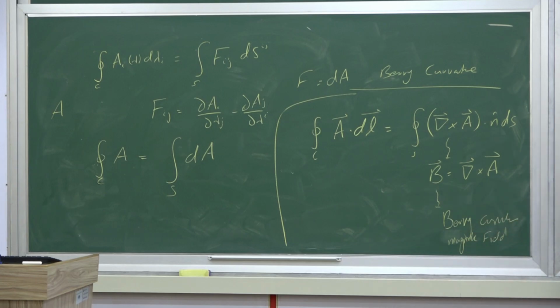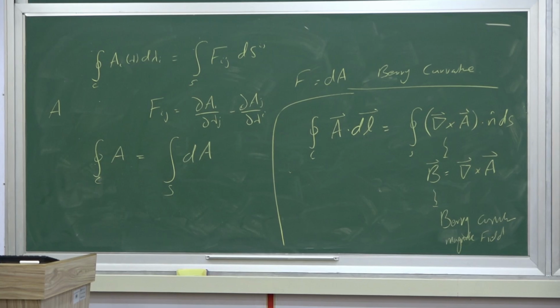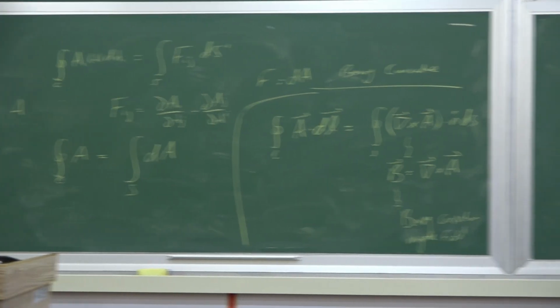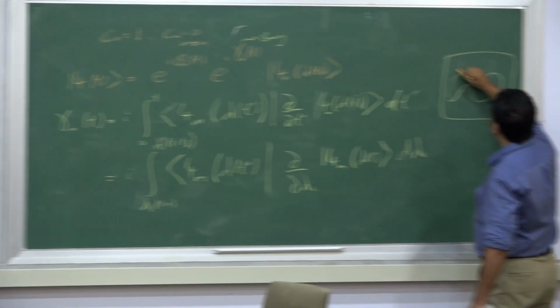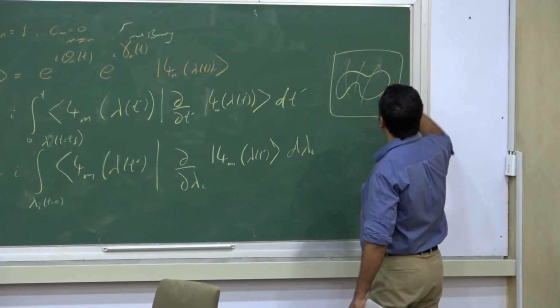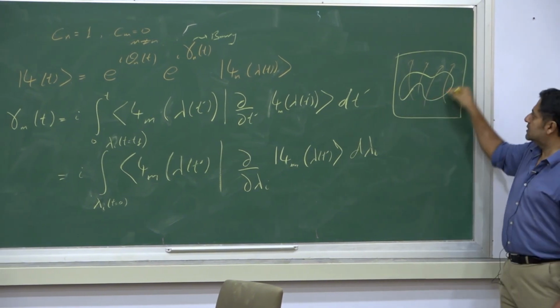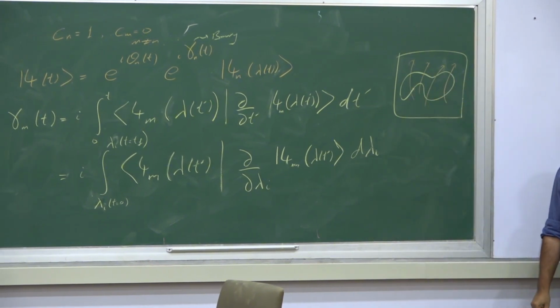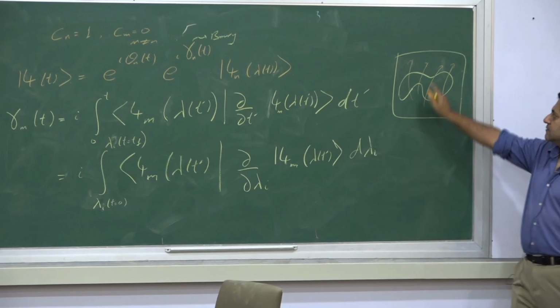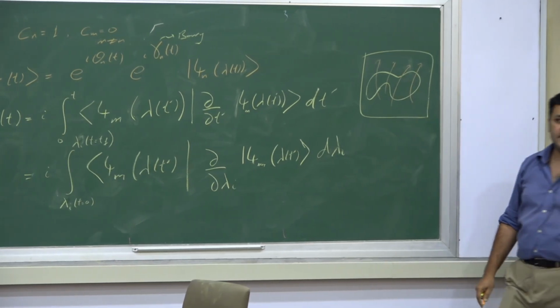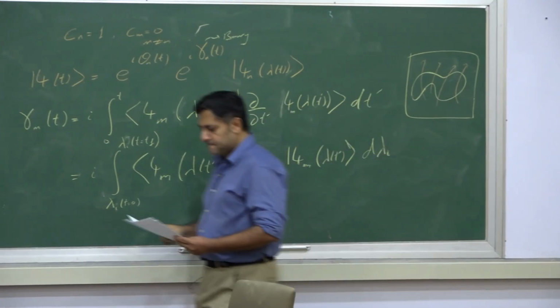So what is it telling you? It's telling you that in this space there are some kinds of fields, and this B field has some flux through the circuit which you just traversed, and it's this flux which is being picked up by your Berry phase.